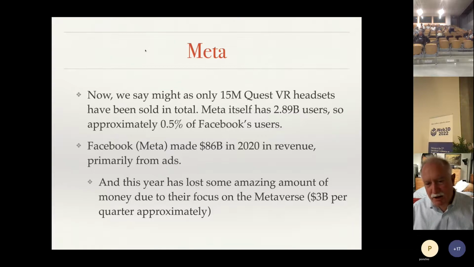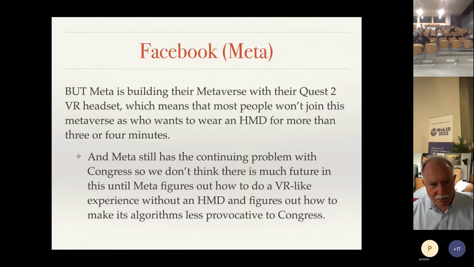Meta made 86 billion in revenue in 2020, primarily from ads, and this year has lost some amazing amount of money due to their focus on the metaverse. I think they're spending $3 billion per quarter approximately. But Meta is building their metaverse with their Quest 2 VR headset, which means that most people won't join this metaverse, as who wants to wear an HMD for more than 3 or 4 minutes? And maybe that will change.